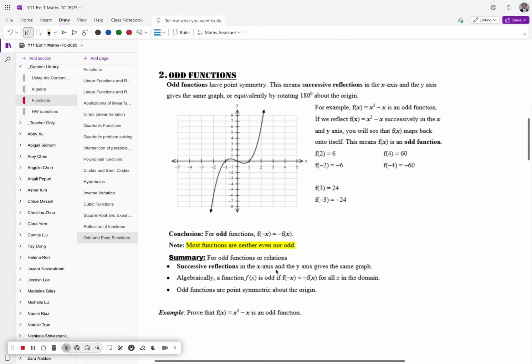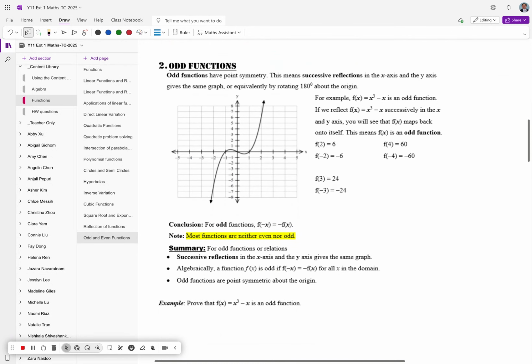Now what about an odd function? Well, odd functions have point symmetry. Okay, that means that you can take the function, rotate it 180 degrees about the origin, and it will map onto itself. Alternatively, you can think of it as successive reflections, the x-axis and the y-axis, which we looked at the other day, gives the same graph. So if I reflect this graph in the y-axis and then the x-axis, or vice versa, the graph will map onto itself. That's a property of an odd function.